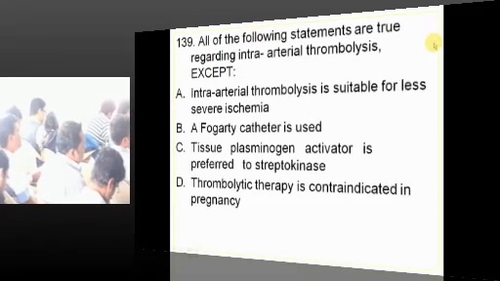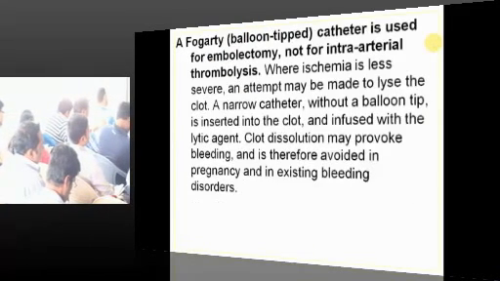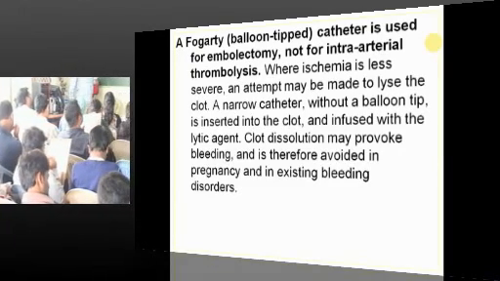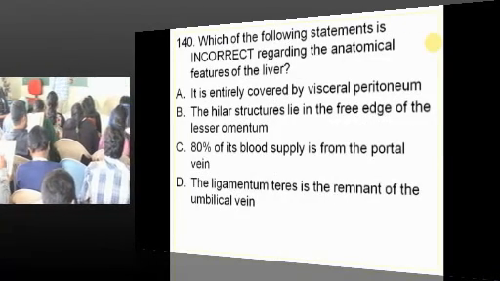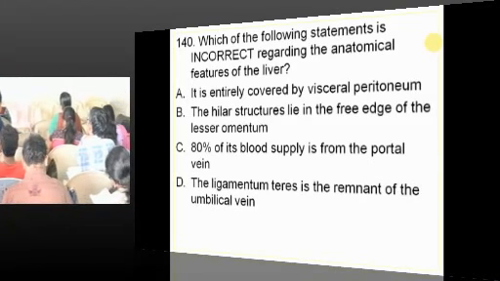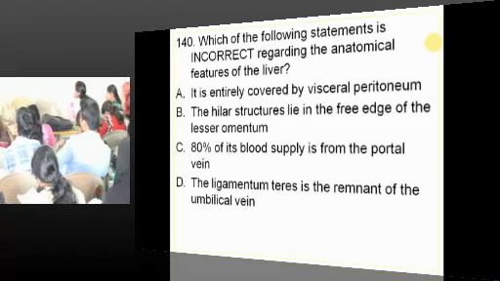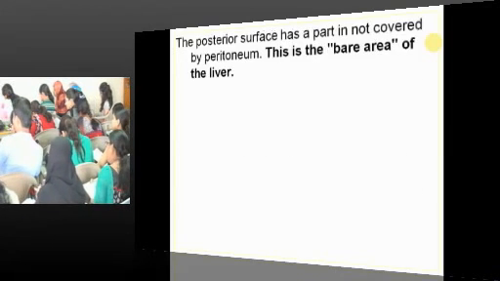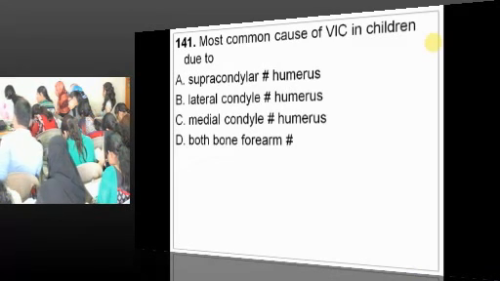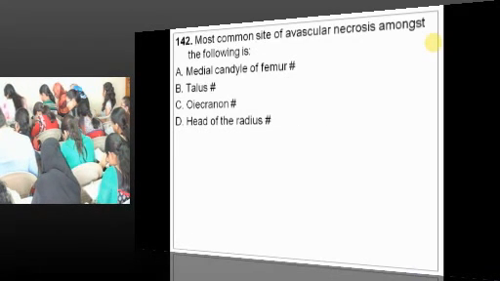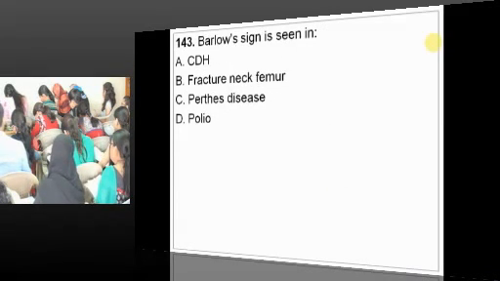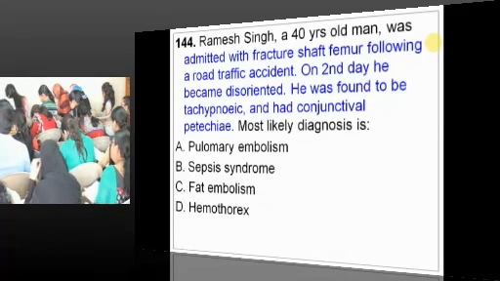In intra-arterial thrombolysis, what is not used? Fogarty. Fogarty is used for embolectomy, not basically for intra-arterial thrombolysis. Regarding the liver, what do you know, doctor? It is not entirely covered. Some part is bare. What is that? Bare area. Most common cause of ischemic contracture is supracondylar. Avascular necrosis is Talus. Barlow is CDH.